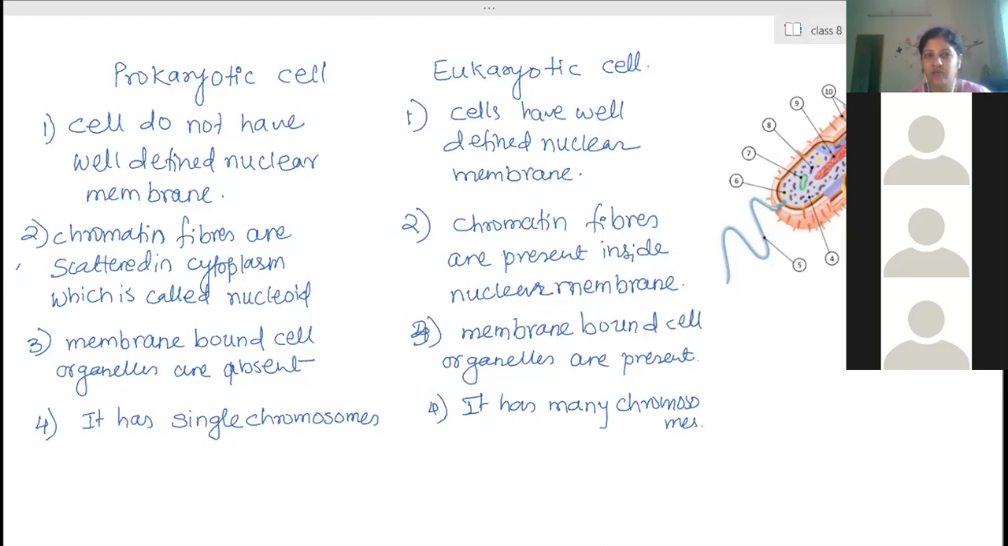So where are they present? You have to locate them. They can ask you the question on a diagram and ask you to label it. If it is an animal cell, then the outer boundary is the cell membrane or plasma membrane. If it is a plant cell, then there are two boundaries. The outer boundary is called the cell wall and the inner boundary is called the cell membrane. Inside that, a jelly-like substance is present, that is cytoplasm. Inside the cytoplasm, there is a big round-shaped structure, that is the nucleus. And inside the nucleus, thread-like structures are present. Those are called chromatin fibers, chromatin network.